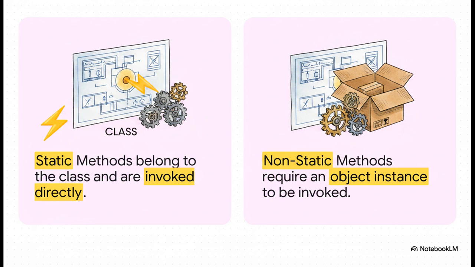Because they're class-level tools, you can invoke them directly just by using the method's name or the class name dot the method name. Super easy and immediate. Non-static methods, though, are instance methods. They don't exist in a vacuum. They require you to bring a specific object to life first using the new keyword. You literally have to create an instance of the class and then use that specific object to call the method.